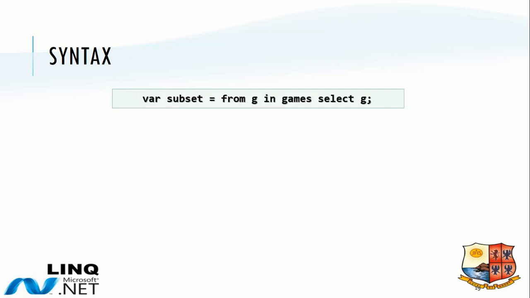Here please note, I put var. It is a variable name. It can store integer, string, boolean, value, object, whatever you want. It's like an object type. It is not a value type, it's a reference type. Please remember, it is an object. So var subset can hold anything. Look at the right hand side: from g in games, select g. What do you mean by that? Select everything from games and print it.